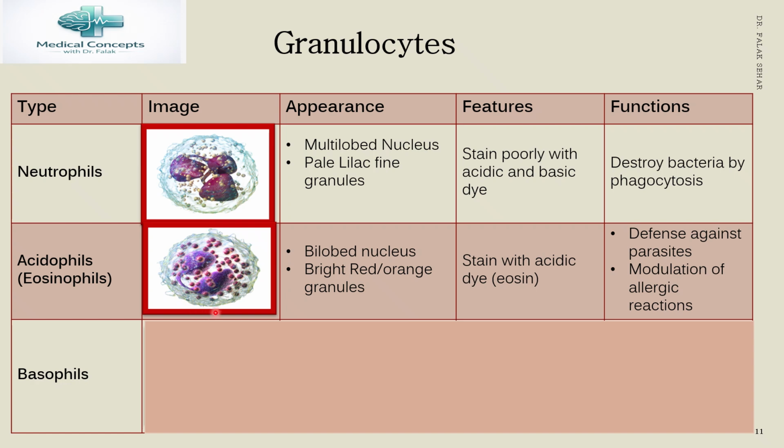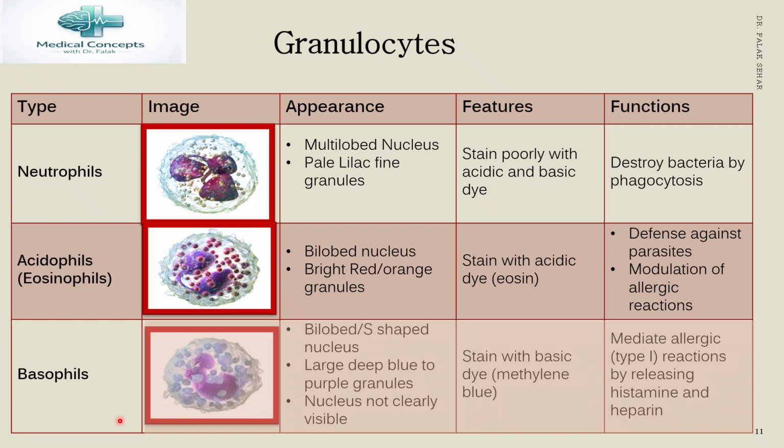These cells are bilobed in their structure, means their nucleus is bilobed, and they contain granules that are bright red to orange in color. They mostly stain with acidic dye and they are important for provision of defense against parasite, and they modulate allergic reaction as well. Now third type is the basophil.